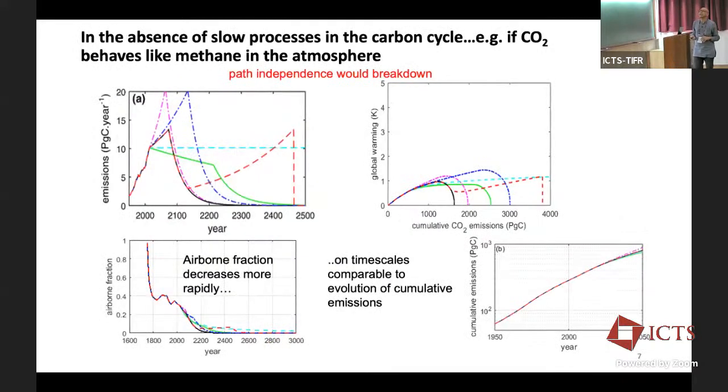And then we can ask, well, what if we were to turn off the slow processes in the carbon cycle, make carbon dioxide in the atmosphere behave like methane? Well, the first thing that you would see, obviously, is that CO2 in that case would not accumulate and global warming would be less. But also, you see that global warming is no longer a path-independent function of cumulative emissions alone. And this is because in this case, the airborne fraction decreases more rapidly, on timescales that are comparable to the timescales of the evolution of cumulative emissions.